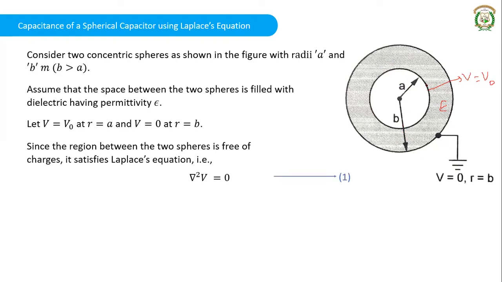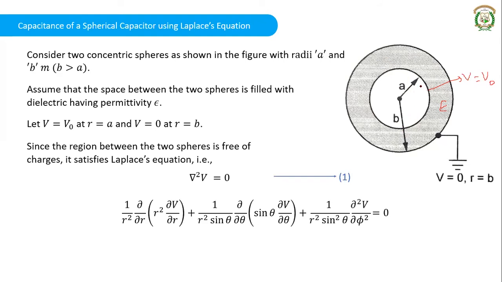Now consider spherical coordinates. What is del square V in spherical coordinates? It is 1 by r square dou by dou r of r square into dou V by dou r, plus 1 by r square sine theta dou by dou theta of sine theta dou V by dou theta, plus 1 by r square sine square theta dou square V by dou phi square. It is enough to write just the r component, because the other terms are essentially 0 here, since V is a function of r alone.